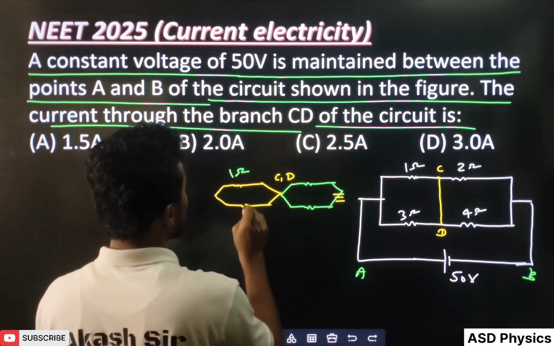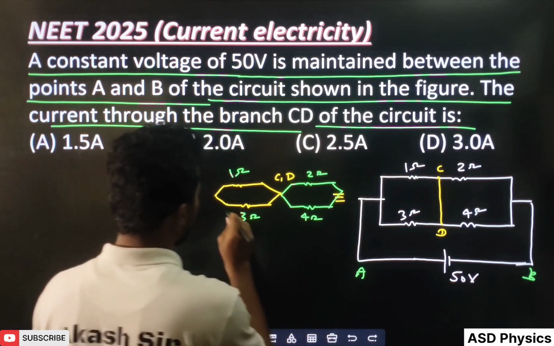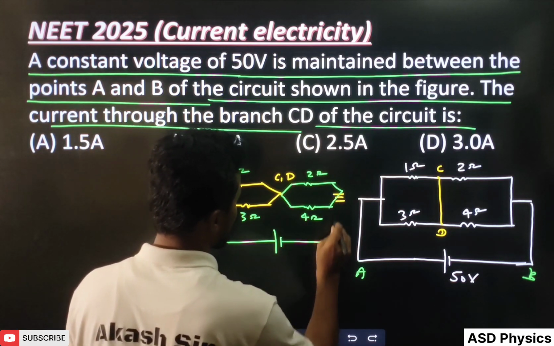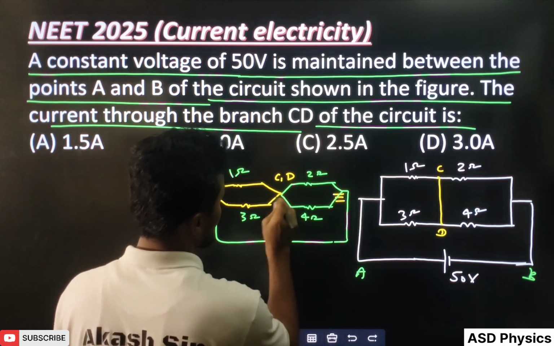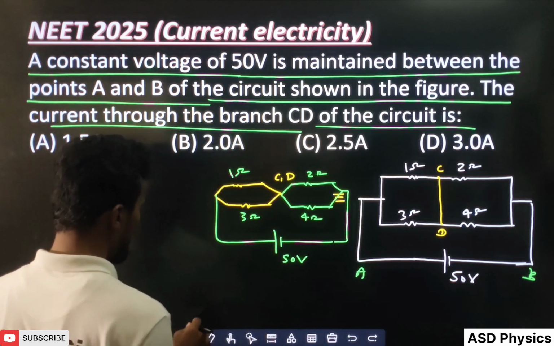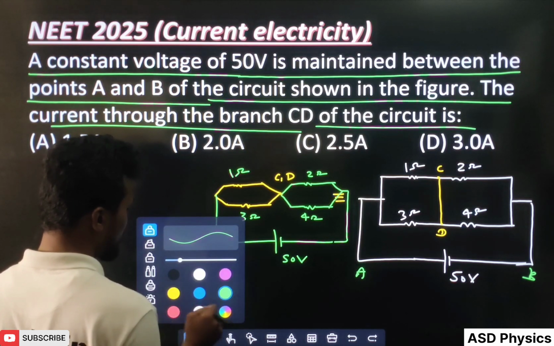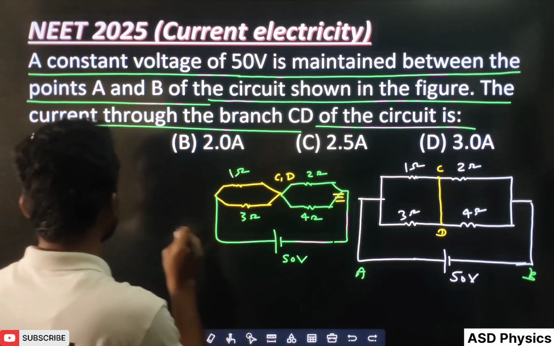Put here 1 ohm, 3 ohm, here 2 ohm, 4 ohm. Okay, and from here one battery is connected. Battery is connected here, is it? So this battery how much here? 50 volt battery is there. Okay. Now after that what will happen here? Now can we find out the equivalent? Can we find out the equivalent here? Tell me please. Yes.